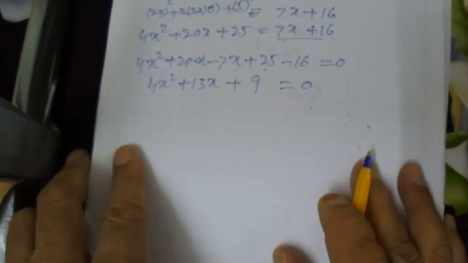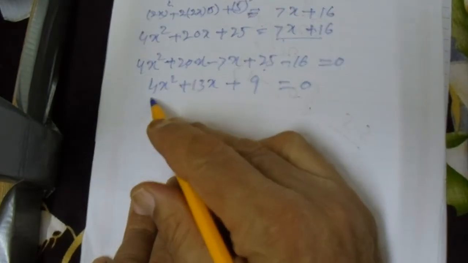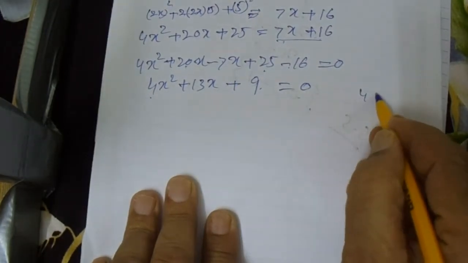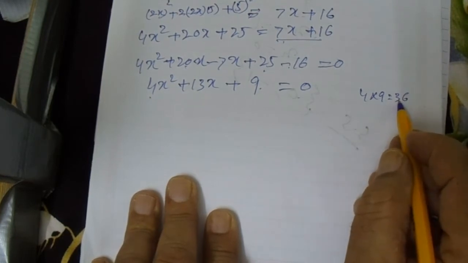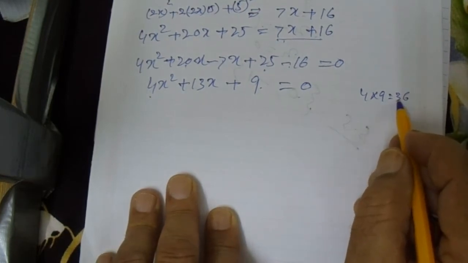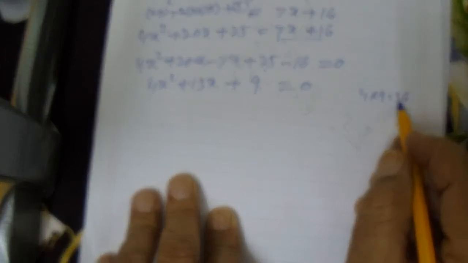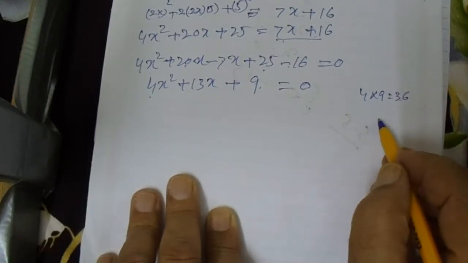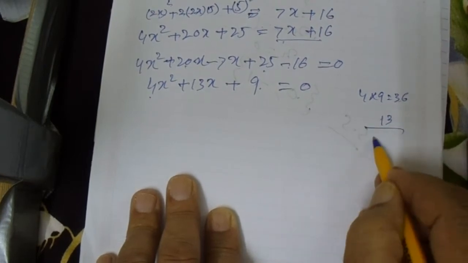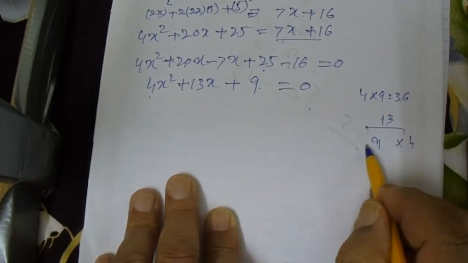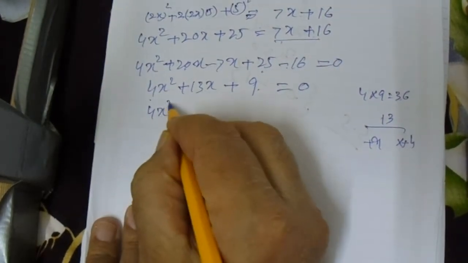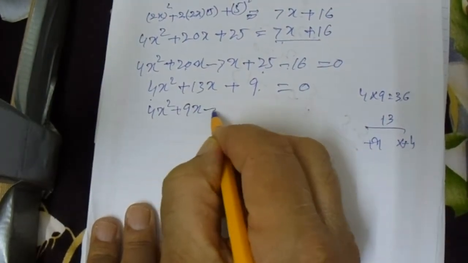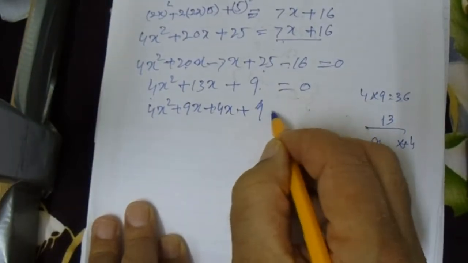Now we make the factors of this: 4 multiplied by 9 is equal to 36. And now we make two factors of 36, which we multiply to get 36, and if we add or subtract, we get 13. Now our factors are 9 and 4, and both are plus. Now we write 4x square plus 9x plus 4x and plus 9 is equal to 0.